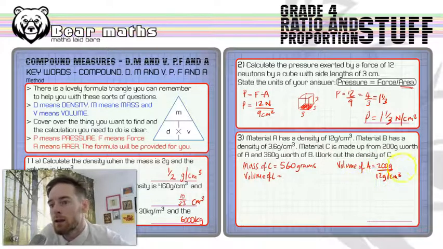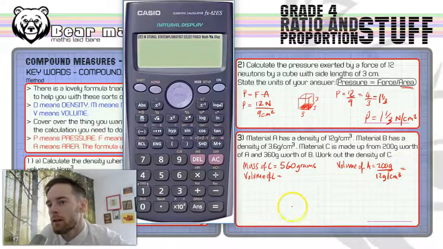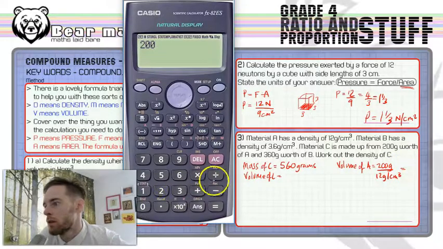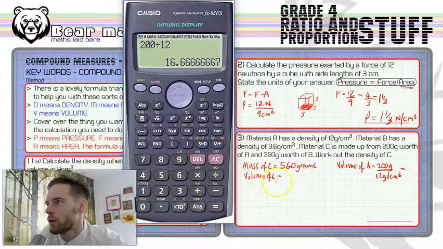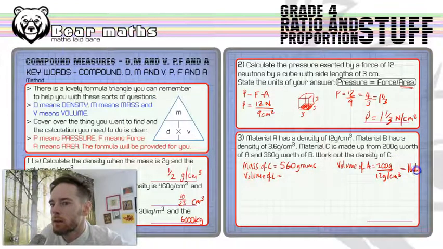All right, and then let's bring the calculator in to do that. So 200 divided by 12. Loves putting 11 when I want to put 12, doesn't it? If you've watched my other videos, you'll know what I'm talking about. 16.6 recurring. That would then be in centimeters cubed. Let's not forget that's a volume.